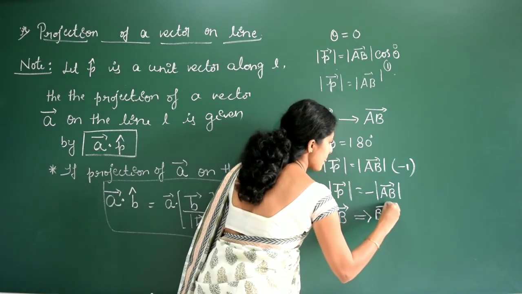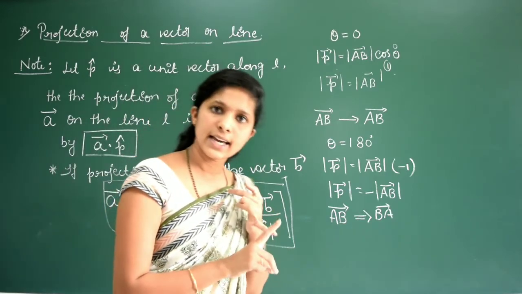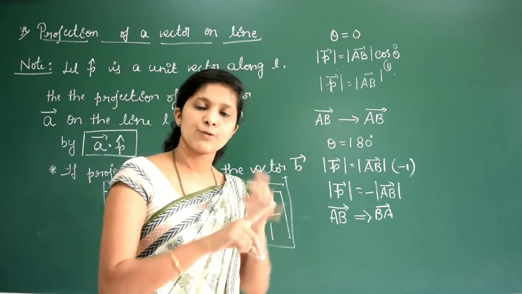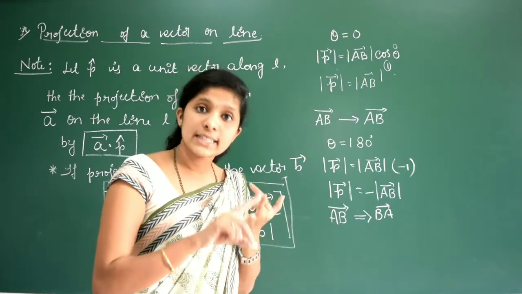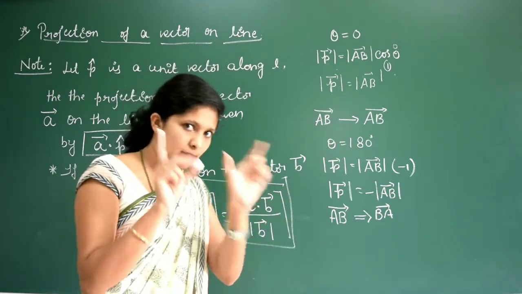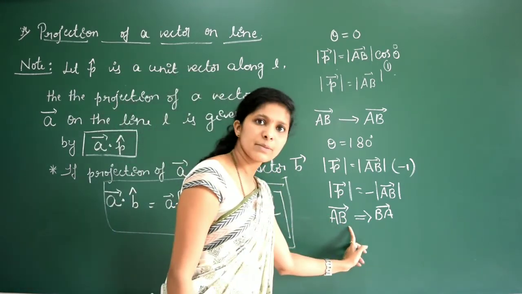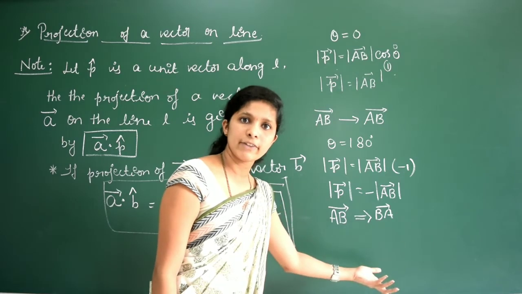Is it clear? Remember this: if the angle theta is equal to 0, then the projection of a vector will be the same vector. If theta is equal to 180 degrees, then the magnitude of the projection will be the same, but the direction will be opposite. So if AB vector is there, the projection will be BA vector.